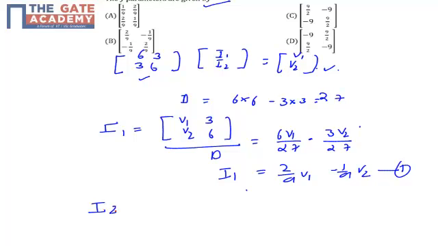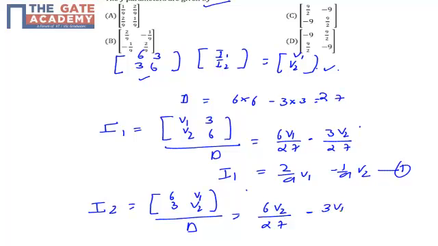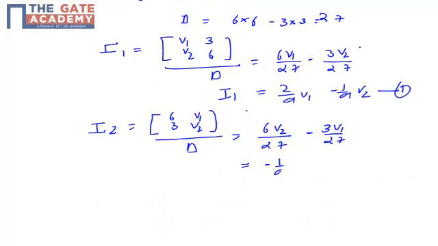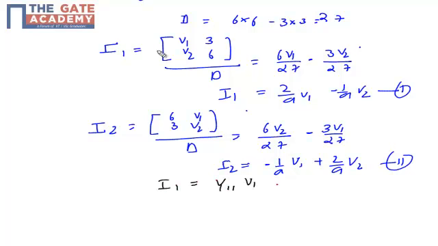Similarly, my I2 is, using 6 and 3 with V1 and V2 by delta, 6V2 by 27 minus 3V1 by 27. So this is again the second equation for my y parameters, because my characteristic equations are I1 is equal to y11 times V1 plus y12 times V2, and I2 is equal to y21 times V1 plus y22 times V2.